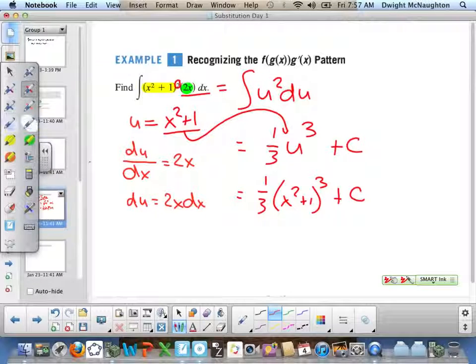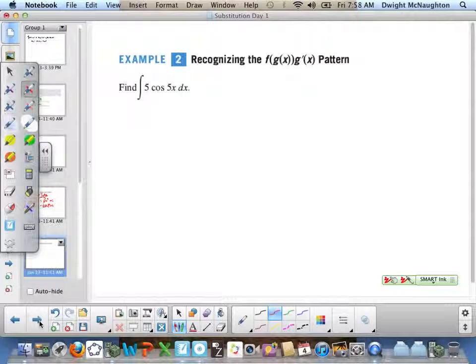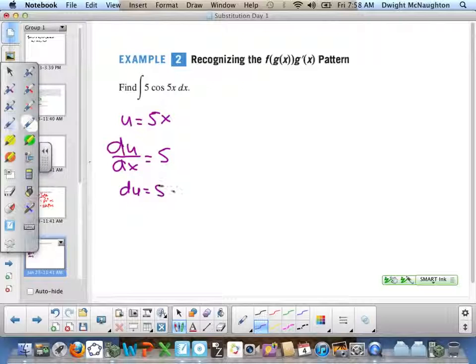All right, let's look at another example. Antiderivative of 5 cosine 5x dx. What's our function inside of a function? Well, that is 5x. u equals 5x. du dx then will equal 5. Let's multiply both sides by dx. Eventually, you'll get to the point where you just do that automatically. Just say du equals 5 dx.